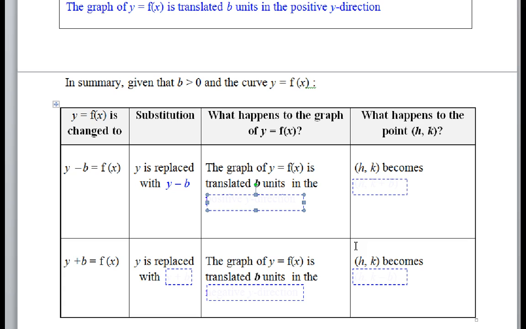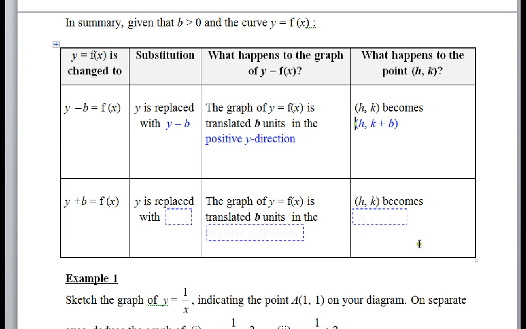Okay. It's translated in the positive y direction. This one, if we replace y with y minus b, it's the positive y direction. It may seem trivial, but don't let me catch you making silly mistakes, okay? So (h, k), you keep the x coordinate, and all your y coordinates will be k plus b. Okay? And this one is the same.